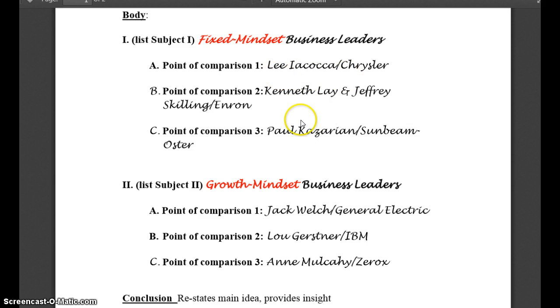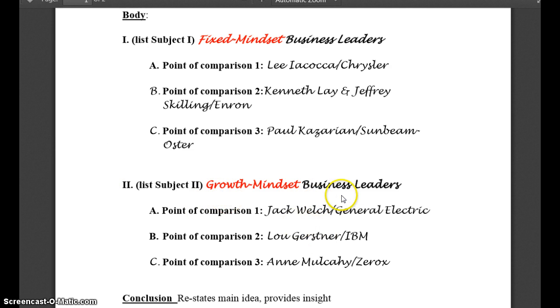I've given you some examples from the reading. I happen to pick Lee Iacocca, Kenneth Lay, and Jeffrey Skilling, and Paul Kazarian. There are other examples, so feel free to use any 3 that you like. I just wanted to give you a really concrete, specific example. You can use these, or you can find 3 other leaders that were discussed maybe you're more interested in.